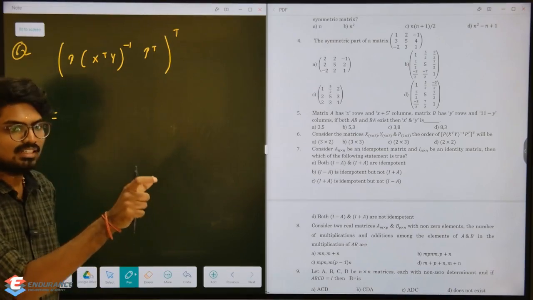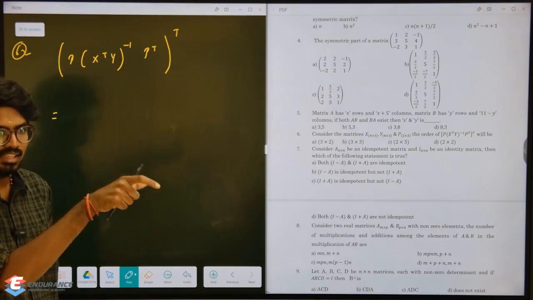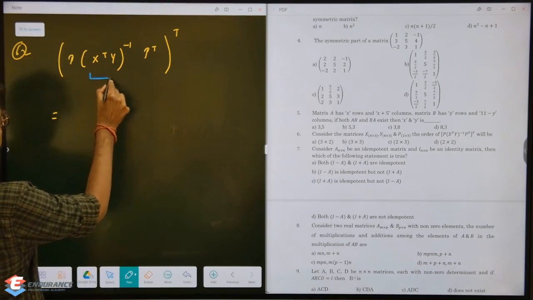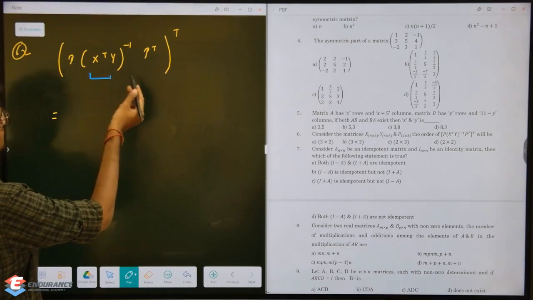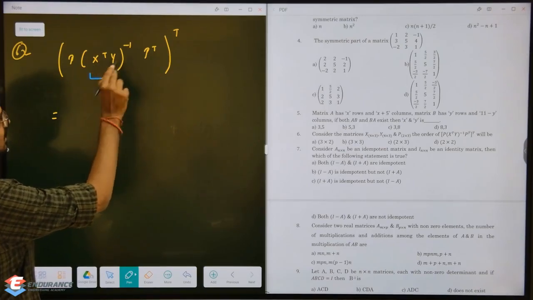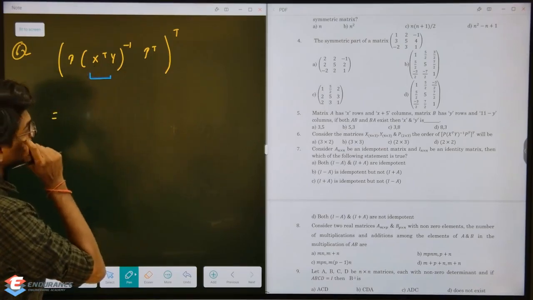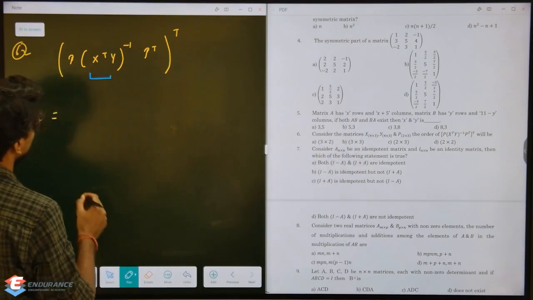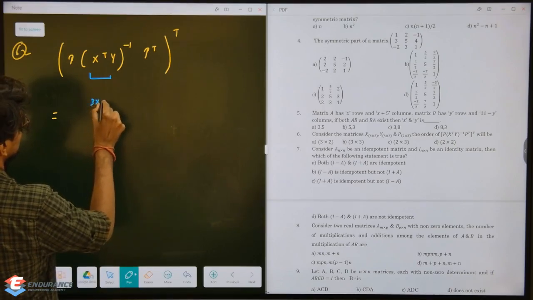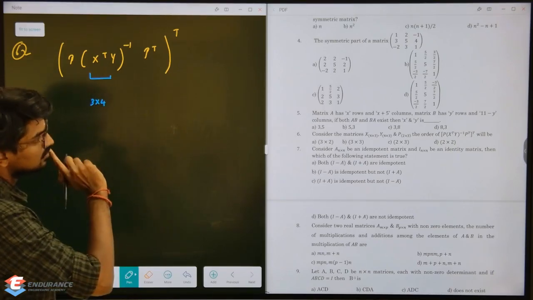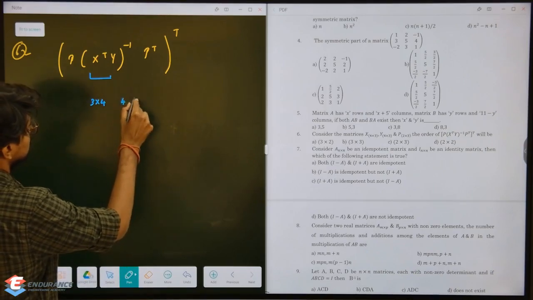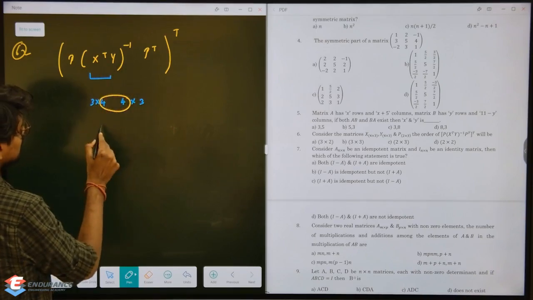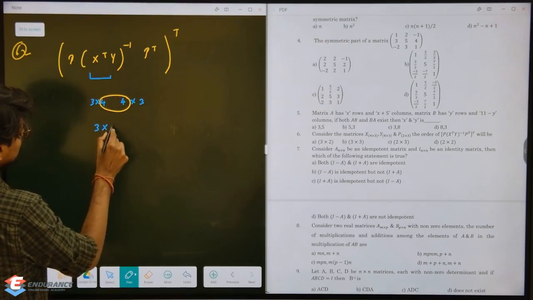start with the inside bracket. Okay, inside bracket. So the inside bracket is X transpose Y. You need to go for the inside bracket X transpose Y. So first of all, X is what? X is 4 cross 3. So X transpose will be 3 cross 4. Okay, and what about Y? 4 cross 3. So if I take this, then X transpose Y will be 3 cross 3.